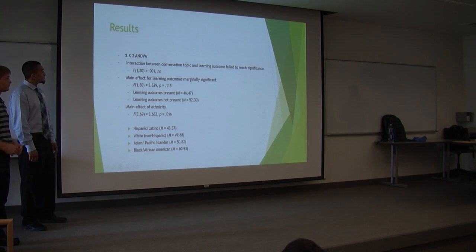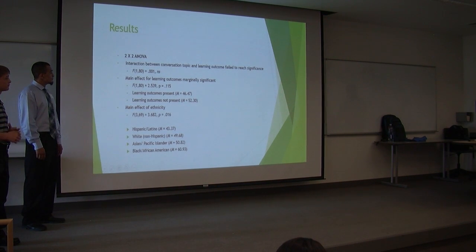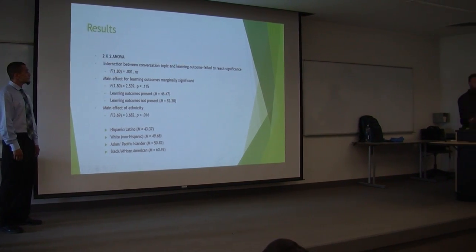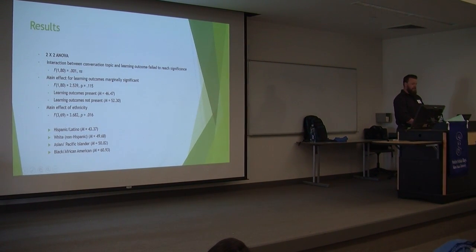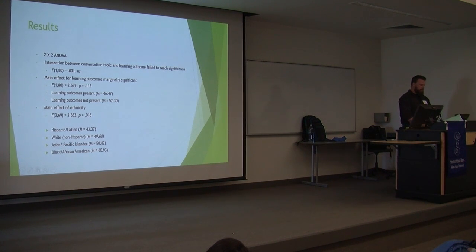All right. Our results included analyzing the data with the 2x2 ANOVA. Unfortunately, the interaction between conversation topic and learning outcome failed to reach significance, but fortunately, the main effect for learning outcomes showed marginal significance. Specifically what this means, regardless of topic, same-sex marriage or politics, the learning outcome was a predictor of distance. When learning outcomes were present, participants sat closer, on average 46 inches from the Confederate's possessions. When learning outcomes were not present, participants sat further away, on average 52 inches from the Confederate's possessions.